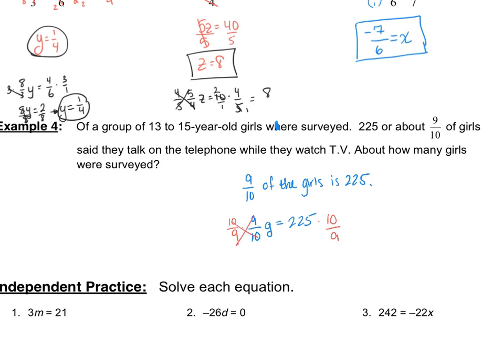So 225 divided by 9 is 25, so 25 and 1. Then I'm multiplying 25 times 10, which is 250 over 1. So the amount of girls there were is 250 girls. We can write that in words if we want to answer the question.